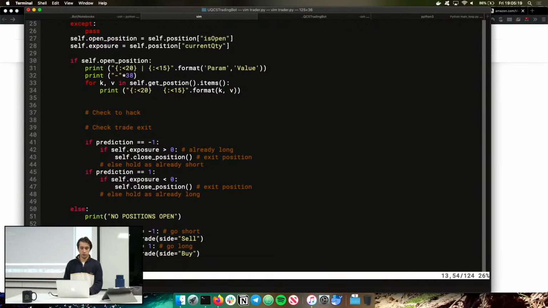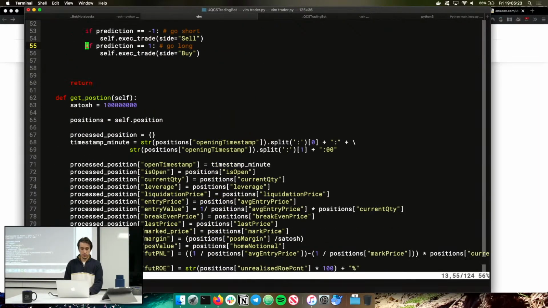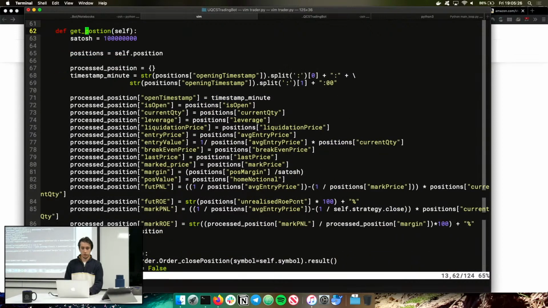And then we will check: do we want to go long, and do we want to go short? This is where we open our positions. And so get position here is what's shown in the update. This just gives us information about our position.